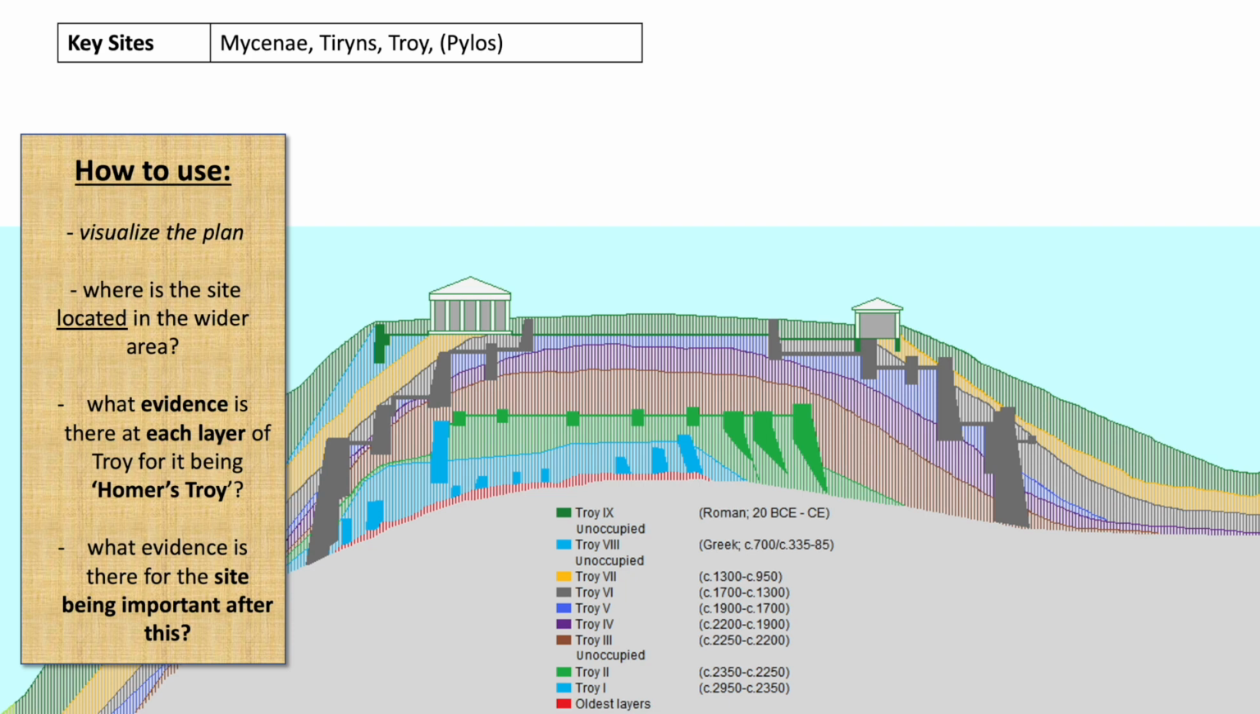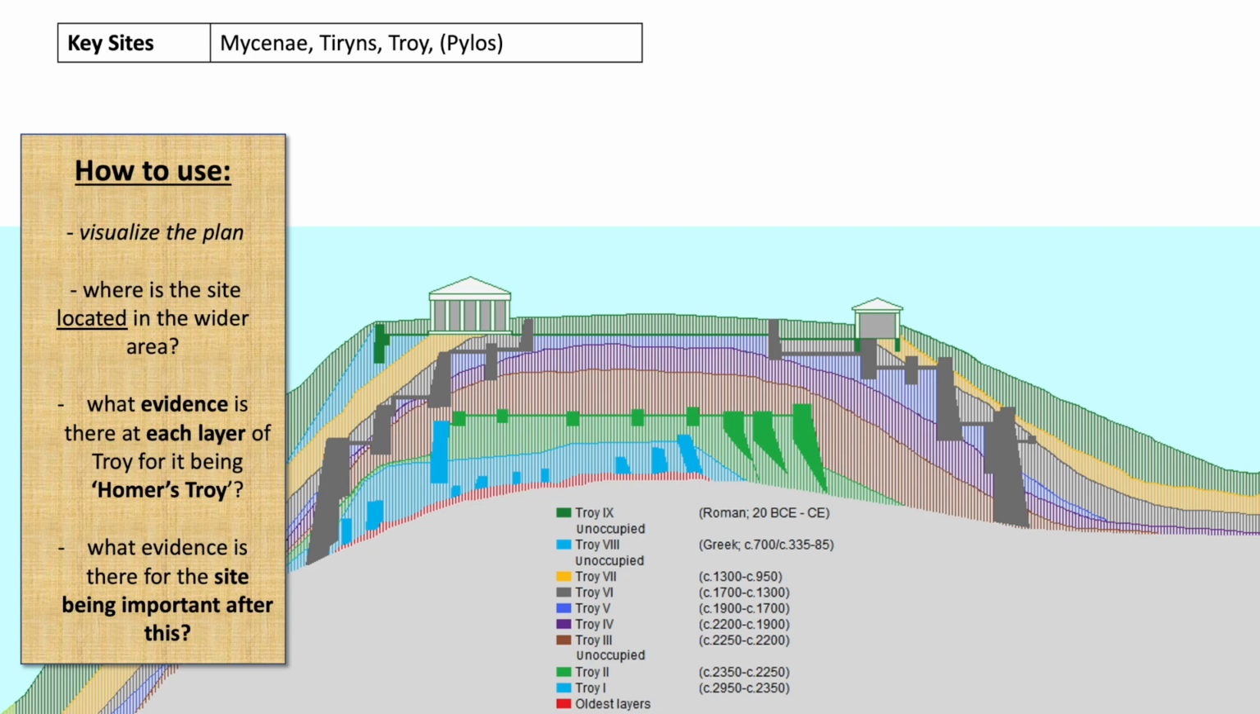Then think about what evidence there is at each layer of Troy for it being Homer's Troy. Think about what you'll have learned about what is found at each layer and which version of Troy is most likely to have been Homer's Troy because of evidence of warfare, perhaps, and how it was destroyed. And then think about what evidence there is for the site continually being important after this.